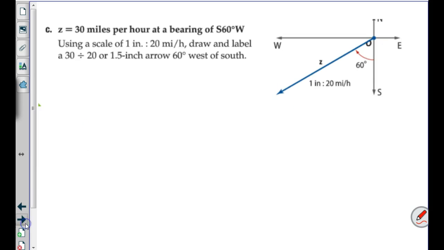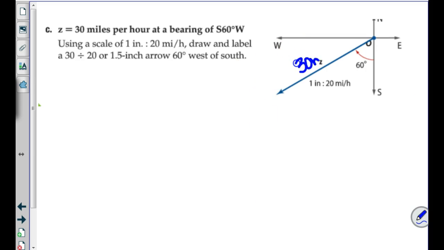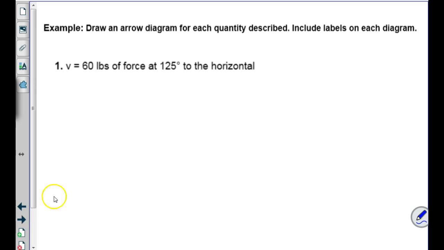Seem okay? So here's 30 miles an hour. I would ask you to just label this 30 miles per hour at a bearing of, and this kind, remember, always starts off of the south, and then it says 60 degrees towards the west, so you would put that arrow and that indicator of direction in there. So let's try these.